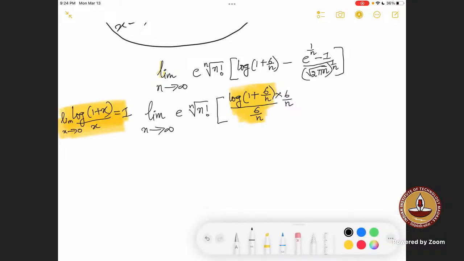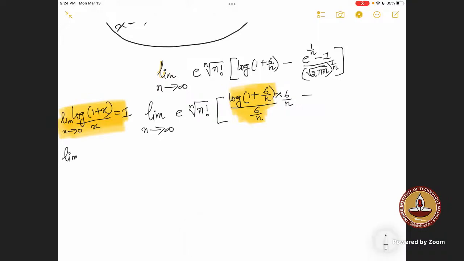Now the other thing, here it is e power 1 by n. I have another formula: limit as x tends to 0 of (e power x minus 1) by x equals 1. I will make use of this fact here. So it will be e power 1 by n minus 1; I will divide by 1 by n, and to compensate for that, I will multiply by 1 by n. Is that clear for everyone? And this term will remain same, which is root 2 pi n whole power 1 by n.